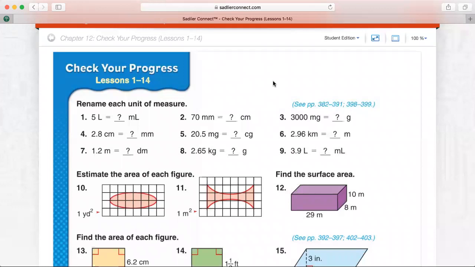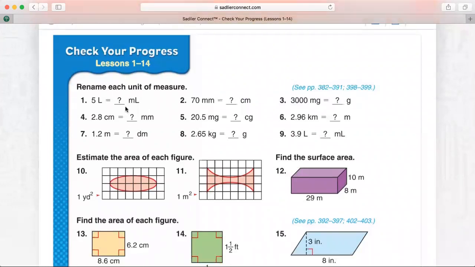Rename each unit of measure. 5 liter to milliliter. So liter is greater than milliliter. So if I want to rename from greatest to smallest, I will multiply. I will multiply by what?